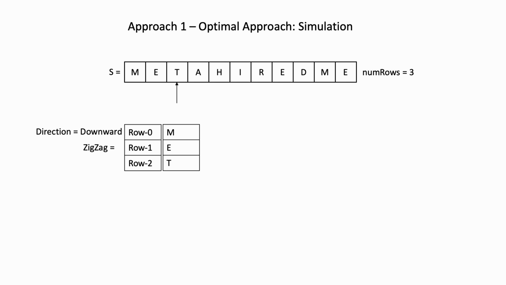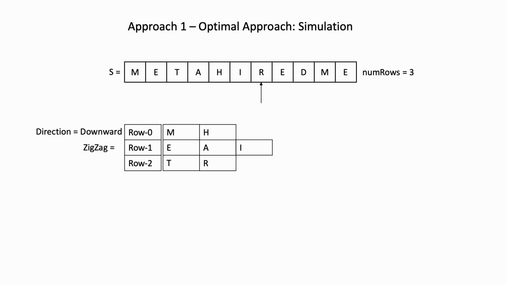When we append in the last row, which is row 2, we will change the direction of appending from downward to upward direction. We will append character A to row 1. Next, we will append character H to row 0. When we append in the first row, which is row 0, we will change the direction of appending from upward to downward direction. We will append character I to row 1. We will append character R to row 2.